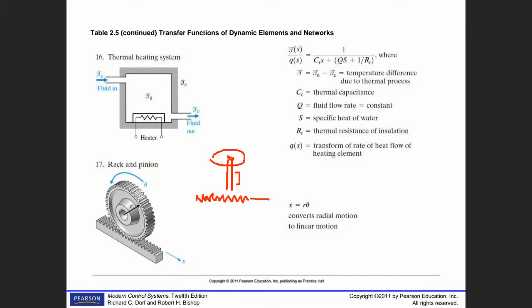Bu tekerleğe bağlı. Arabanın lastik tekerleği. The wheel of the vehicle. Bu da buna bağlı.